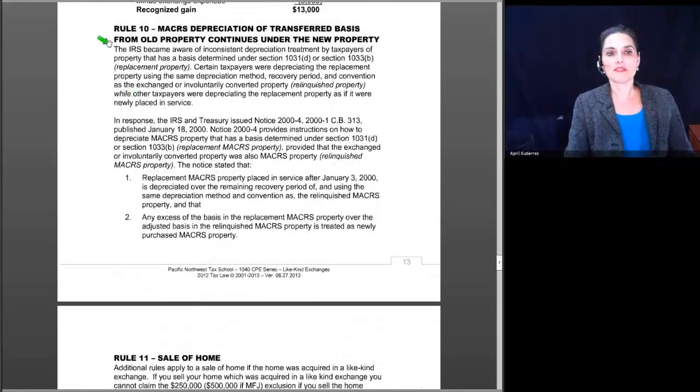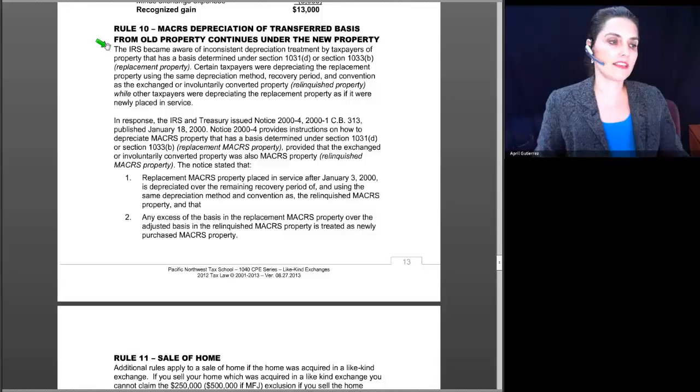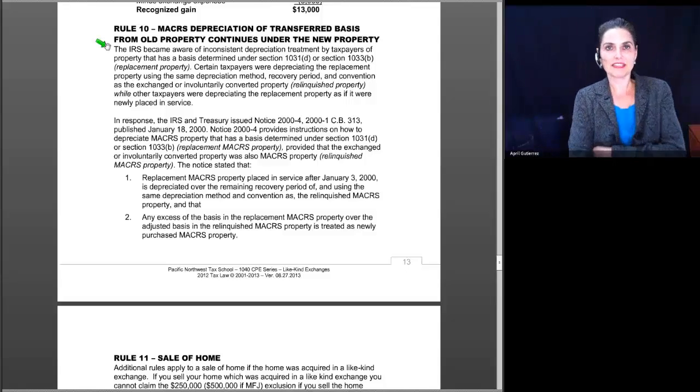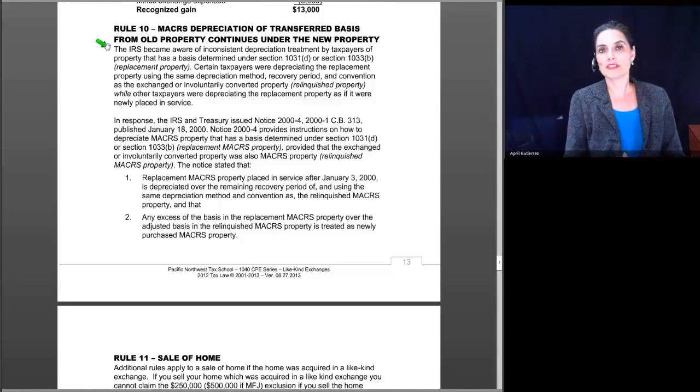Rule number 10, MACRS depreciation of transferred basis from old property continues under the new property. I see a lot of tax returns come across my desk that have been started at tax offices of other tax preparers. We have a new client that comes to us for the first time, and I often see errors in depreciation exactly of the type that's being described here.